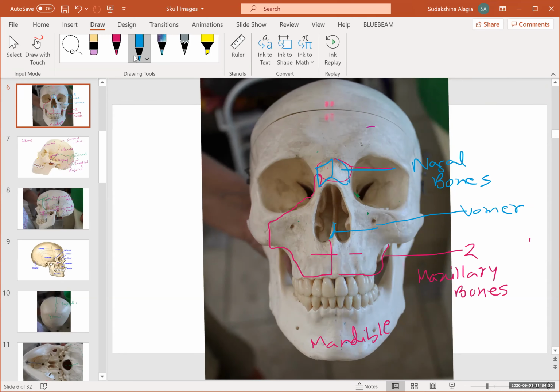Where is the inferior nasal concha? Let's deal with that. So what you are looking at within the nasal cavity, the roof of the nose, inside, that's where the ethmoid bone is. What you're looking at on the top right there, this is the perpendicular plate of the ethmoid.